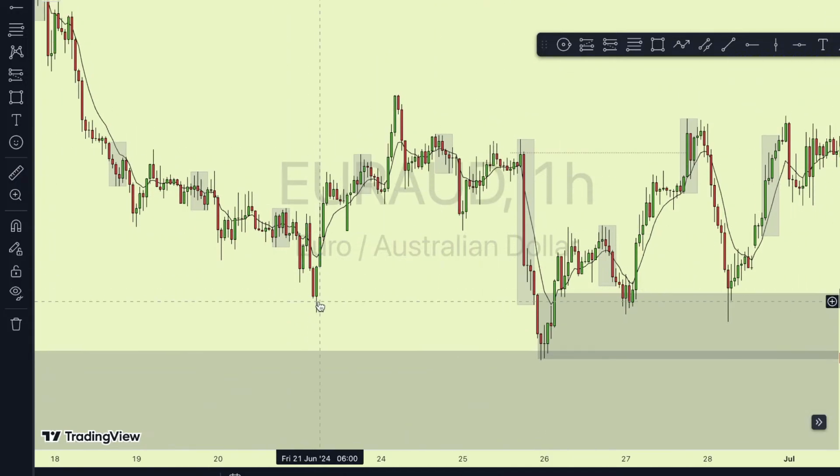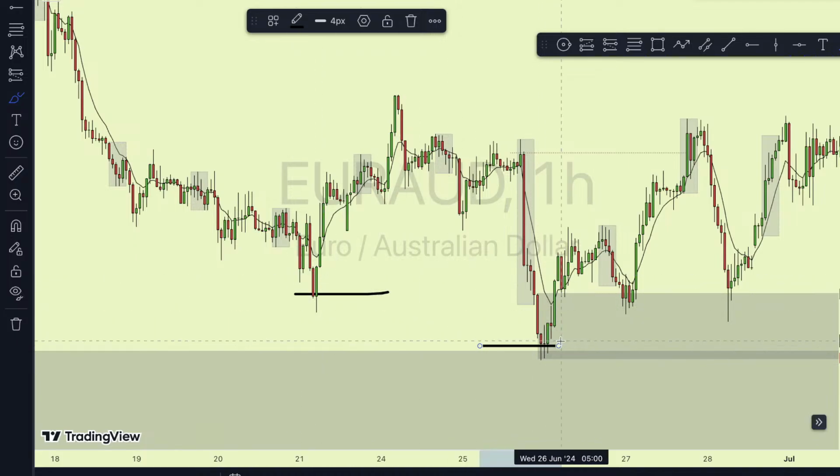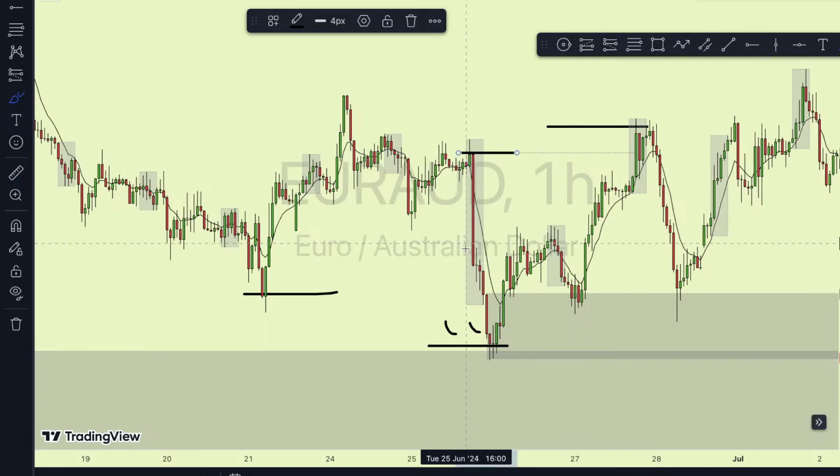You can see that this is a low and this is a low. This low and this low are broken. This low broke this low, making it a lower low. That's bearish. But right after that, we had a huge push to the upside, breaking this high. This is the high, this is the low, connect the dots. That is our lower high, that is our lower low. This high broke above this high, so making it a higher high.